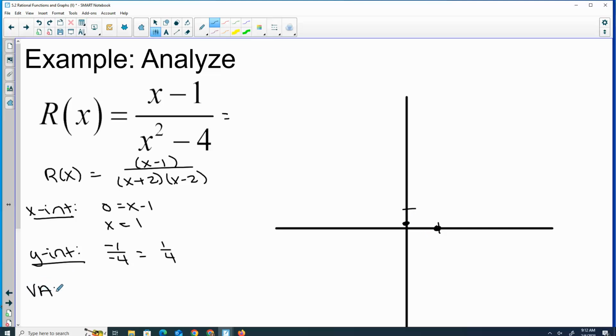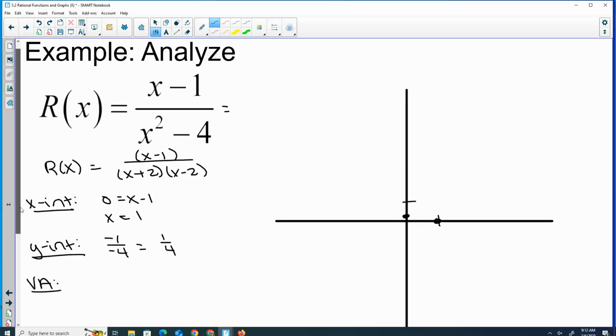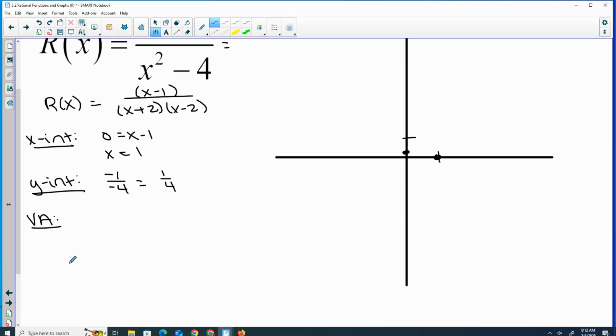How many vertical asymptotes do we have? 2. Vertical is what makes the denominator 0. So if we have x plus 2, that means x is negative 2. If x minus 2 equals 0, that's x equals positive 2. So we draw those as dashed lines. Make sure when you're identifying them, they are lines, so you have to give me the whole equation. You have to say x equals.